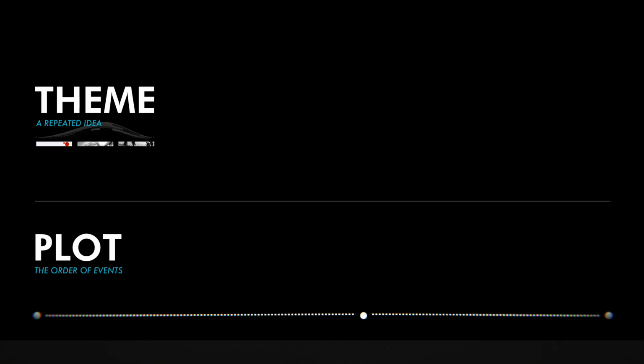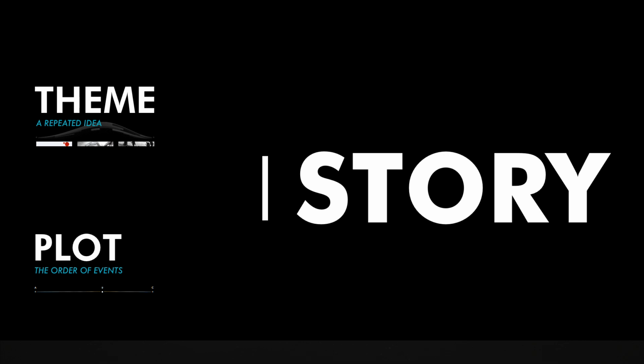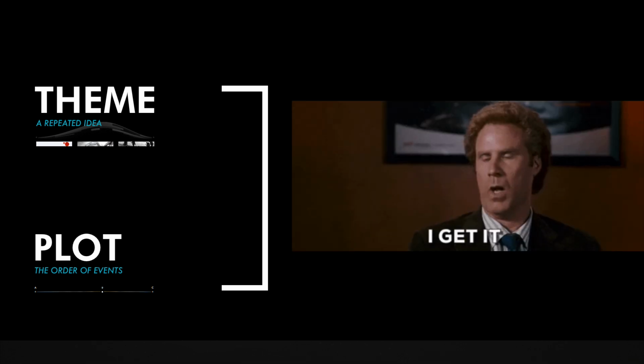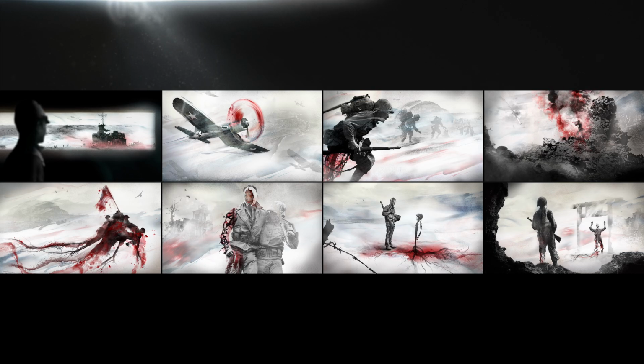And then the plot is just the order of events from start to finish. It's the structure of the story, how all of its little story beats are arranged so that first A happens, then B, then C. So the story as a whole is both the plot structure of A, B, then C, and also all the themes and ideas that we encounter along the way as we move through that plot. And I think in this story, it's the visual and conceptual themes that are really the compelling and interesting part, and the plot is just a simple structure they're hung on.